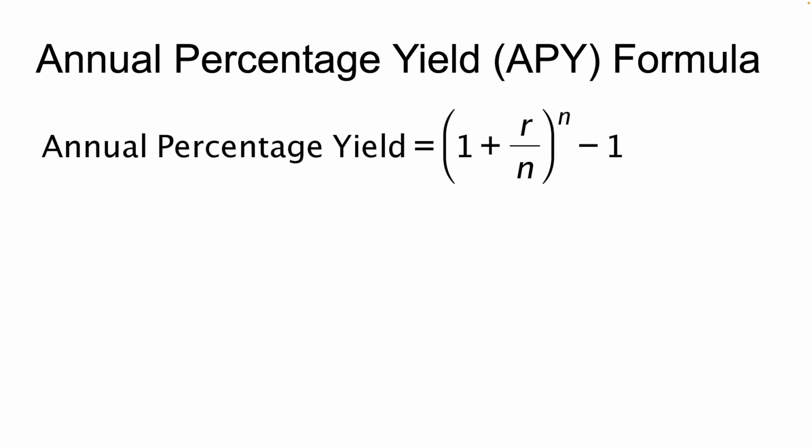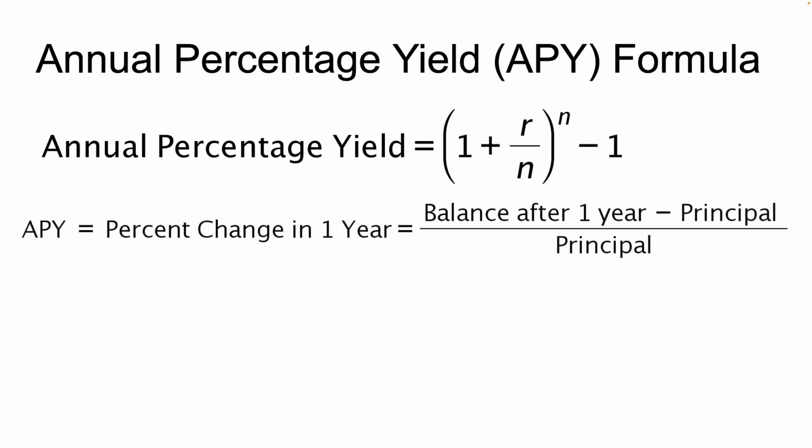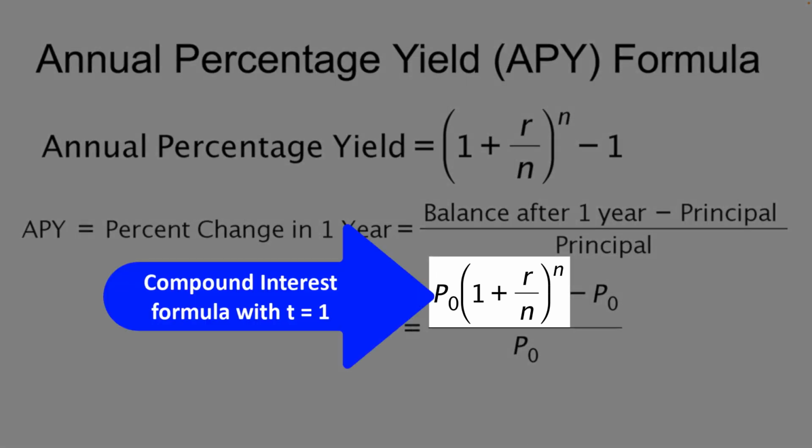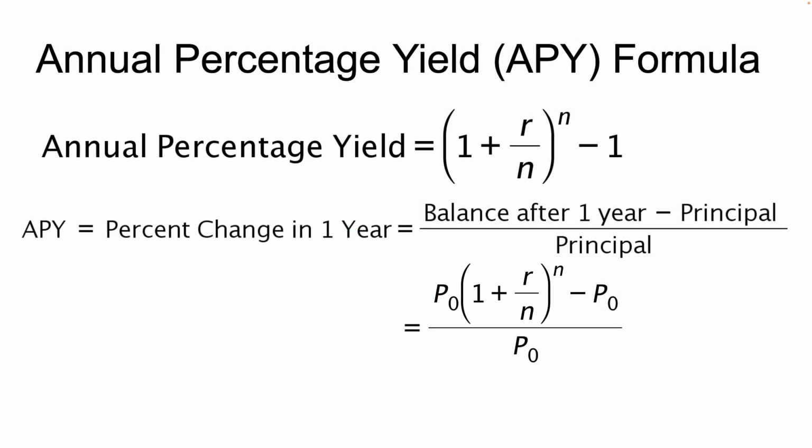If you're curious where this formula comes from, essentially, if the APY is the percentage change in 1 year, we take that balance after 1 year minus the principal divided by the principal. So the formula P naught times 1 plus r over n raised to the n, that would be our balance after 1 year, no matter what our principal, our interest rate, or the number of compounds per year was. If you notice, I've just taken that compound interest formula and plugged in 1, minus the principal, which is represented by P naught, divided by our principal again, which is P naught.